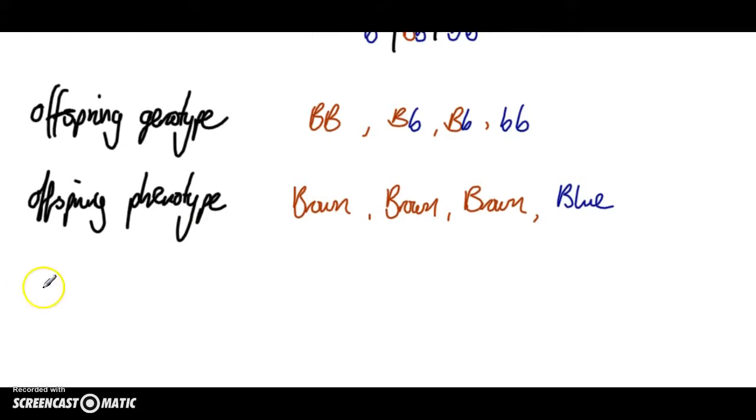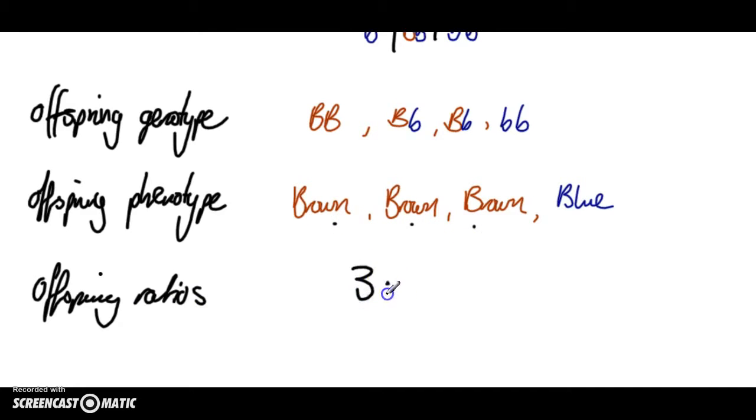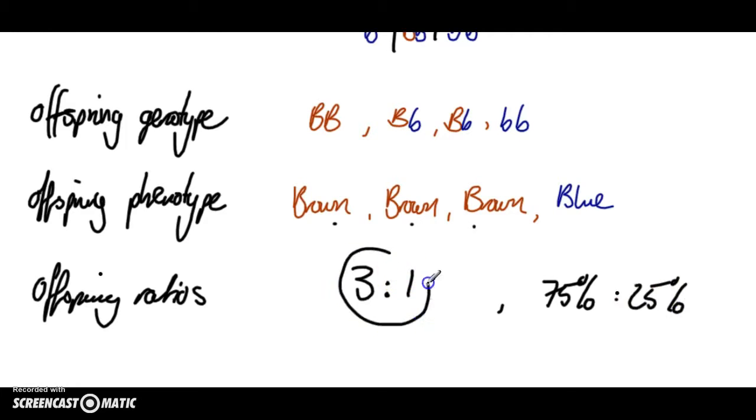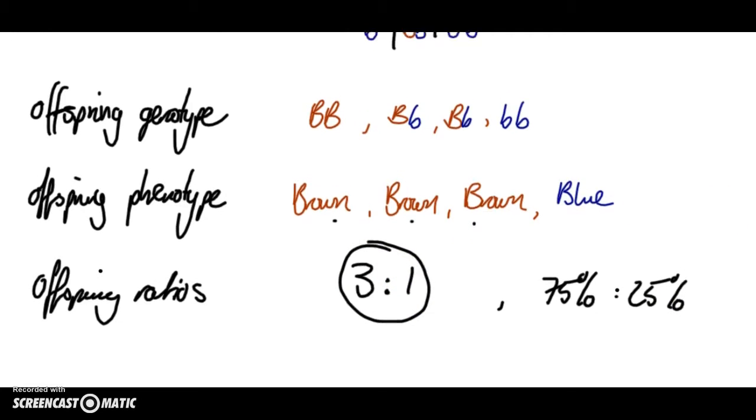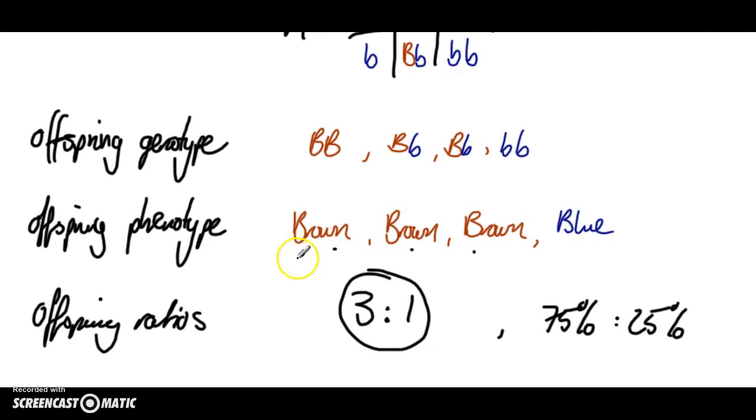Now we identify our offspring ratios. Offspring ratio, and we have 1, 2, 3 brown to 1 blue. Or, if you're asked for a percentage, it's going to be 75% brown to 25% blue. And this 3-to-1 ratio is where Mendel got his numbers from, and it's to do with the phenotypes that he saw, because he didn't know then that there was a recessive, 2 recessives in there, in the heterozygous. All he was looking at was the color of his flowers, and we've got the 3 browns and the 1 blue.